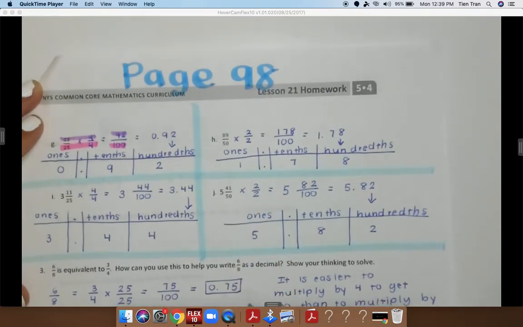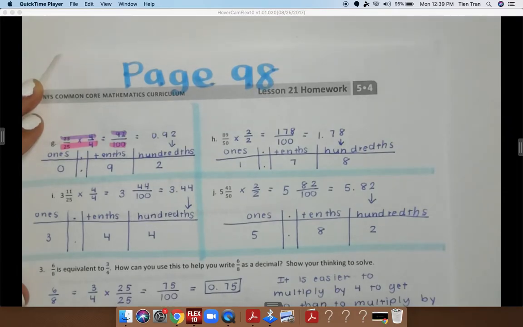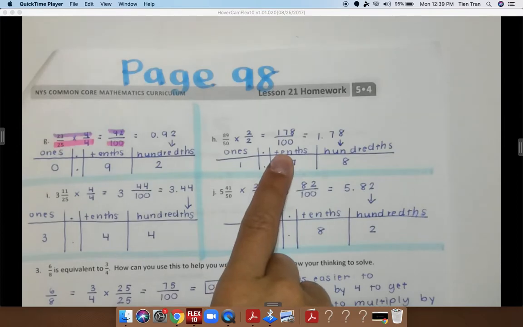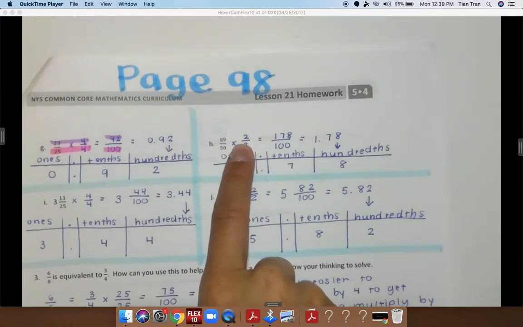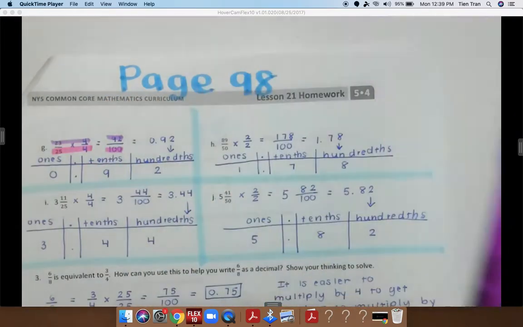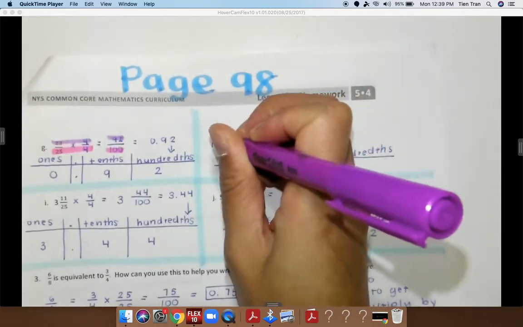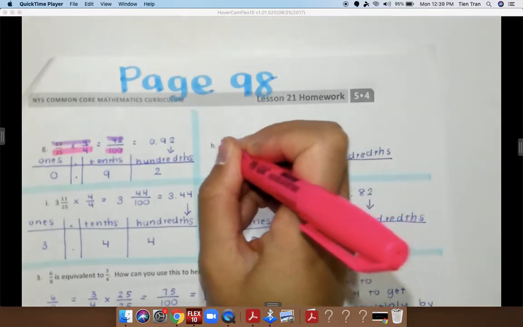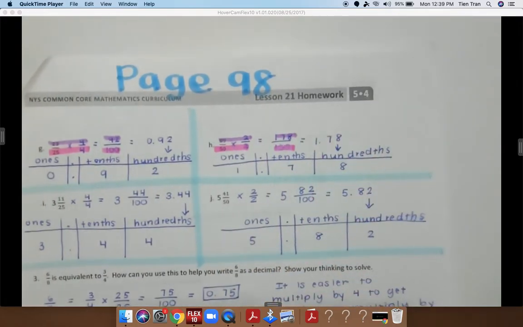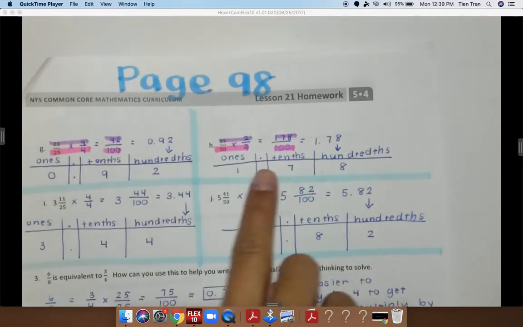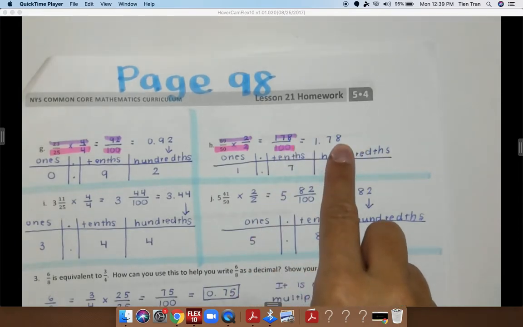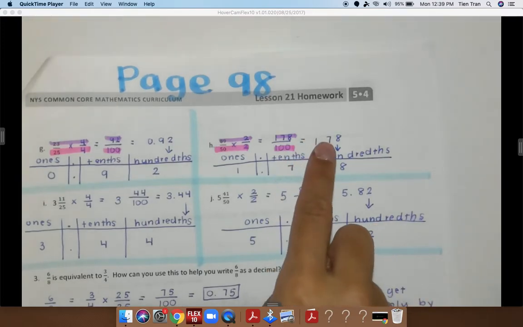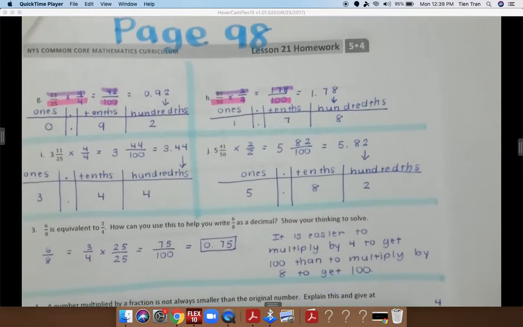For problem H, we have 89 times 2 because we want to multiply 50 times 2 to get 100. So what you do on the bottom, you must do to the top. So right here we have 89 times 2, which is equal to 178, and 50 times 2, which is equal to 100. So we get 178 hundredths. That means that your last digit, the 8, needs to be in the hundredths place, your 7 will be in the tenths place, and your 1 will be in the ones place.